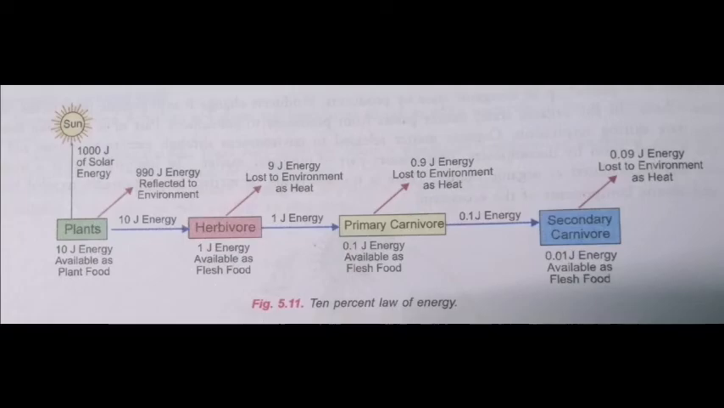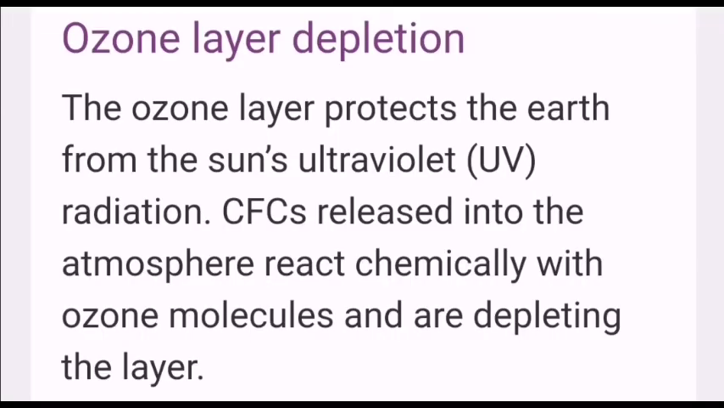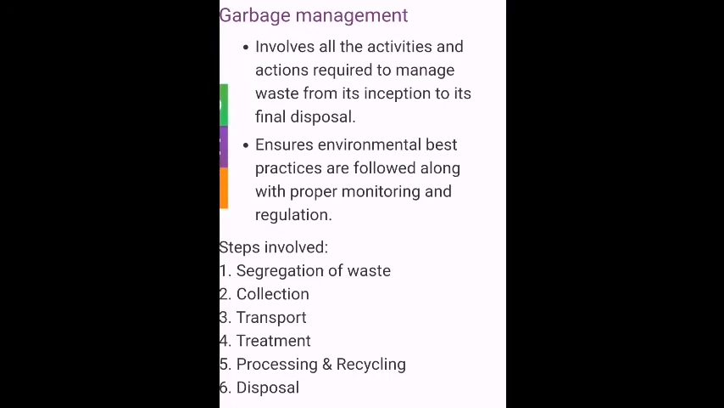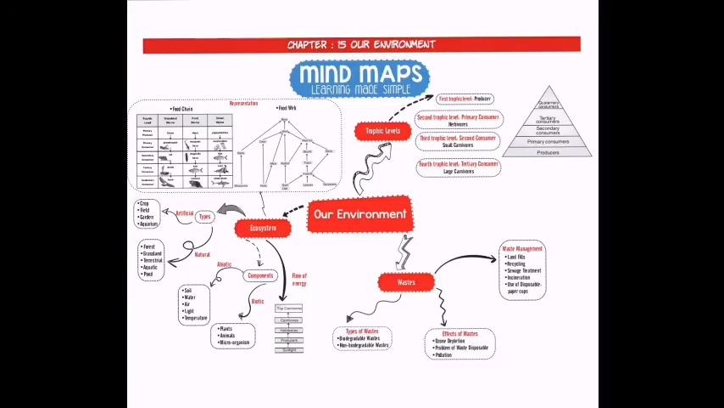The flow of energy is unidirectional, it is very important. And biological magnification, that is also very important. Ozone layer depletion. And the different methods of garbage management. This is the mind map of the chapter Our Environment.